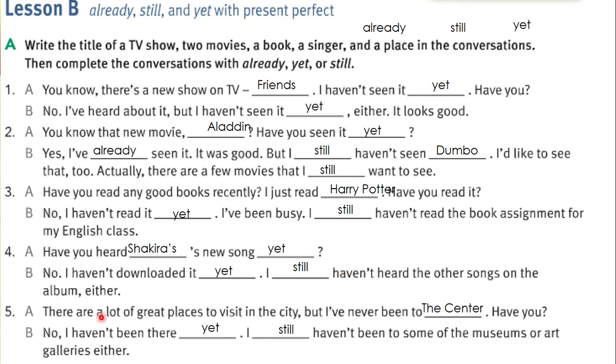Number 5. There are a lot of great places to visit in the city, but I have never been to the center. Okay, you can write and type the name of any place. Have you? No, I haven't been there yet. Todavía no he ido. So yet is always used at the end of negative sentences with the present perfect. I still haven't been to some of the museums of art or galleries either. Still always goes before haven't or hasn't. The auxiliary is haven't or hasn't in the present perfect.